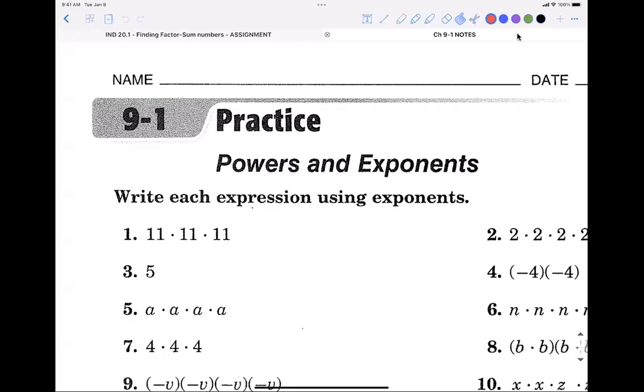All right, chapter 9-1. Obviously we're starting a brand new chapter, and it's over some brand new information. So today is powers and exponents, and I think you guys are very familiar with this. So this should be a nice, quick little review for you, okay?